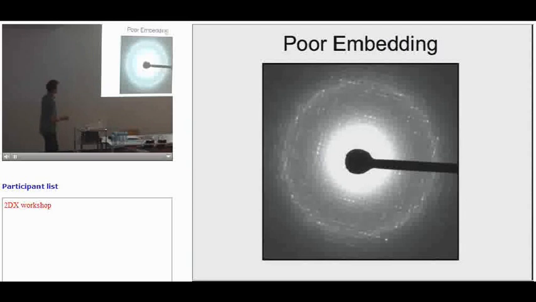So this is just poor specimen embedding. You can see how all of the spots are very smeared and start to run along the lines, so they're starting to broaden in both directions. This is just because it was too dehydrated when I prepared the specimen.